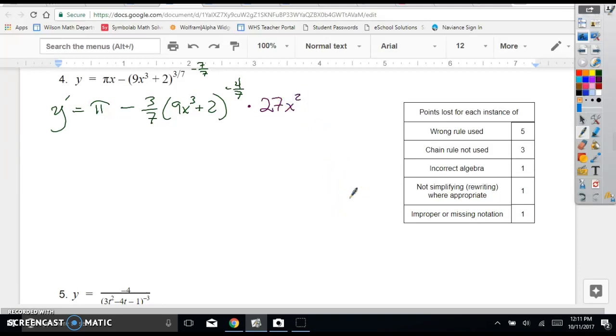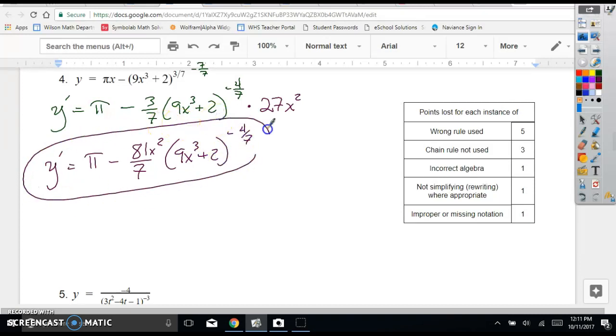As far as simplifying, the only thing I can do is really put those fractions together. Y prime. Pi is not going to be touched. I'm going to have 3 times 27, which would be 81 over 7. And I still have an x squared here. And I'm going to leave 9x to the third plus 2 to the negative 4/7 just as is. You could put this on bottom. That's fine. But that's where you can stop for number 4.